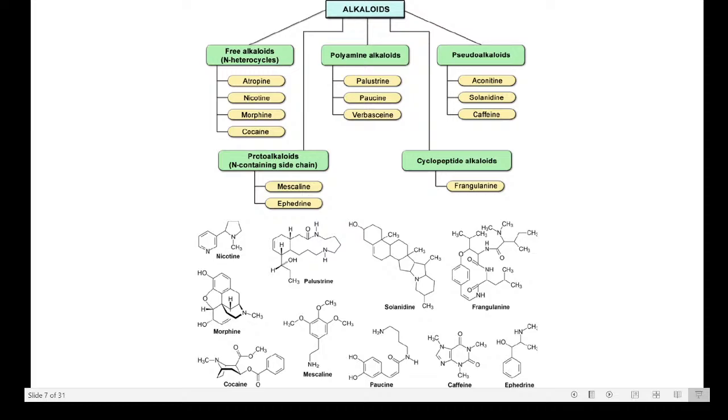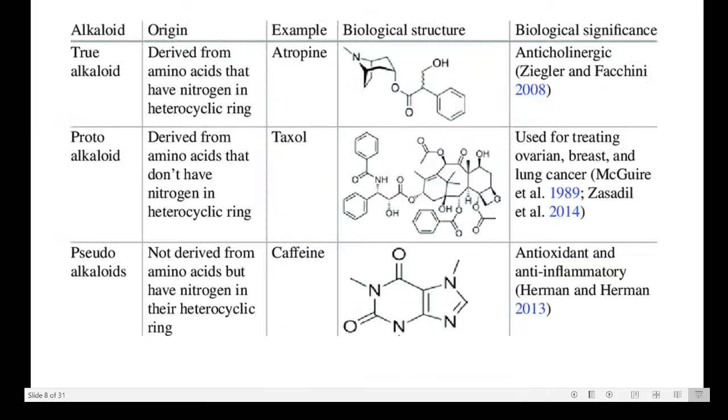mescaline. They will give a match question, like match the following. Find out mescaline comes under the protoalkaloid. It doesn't contain nitrogen in the ring, it has the nitrogen in a side chain. You have to understand that and then answer the question. Okay, these are some examples.